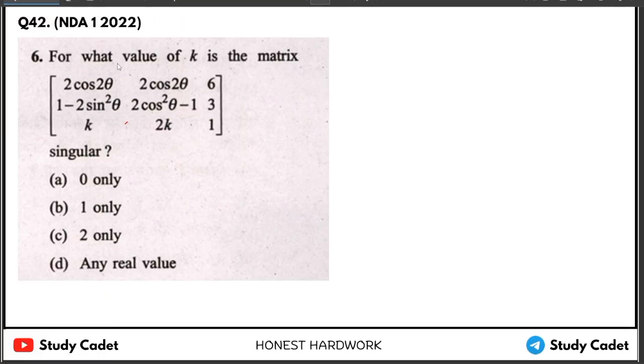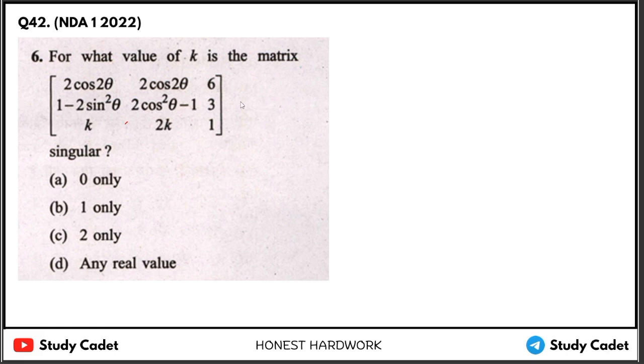Okay, come to 42nd question. For what value of k is the matrix singular? Singular means the value of this matrix determinant is 0. So 2 cos 2 theta, this is cos 2 theta, and this is also cos 2 theta. So 2 cos 2 theta 6, cos 2 theta 3. If we take common from the first row, then both rows will be the same. For what value of k? Okay, so k can have any value, it will always be 0, right?